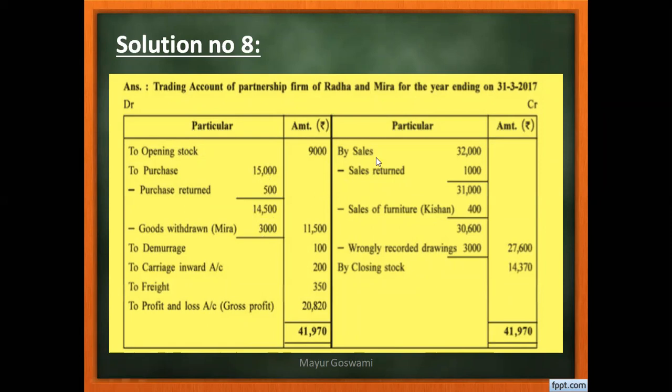Come to the credit side. Write down by sales in the inner column 32,000. Three adjustments we have. So one line underline, two line underline, and again two line underline.